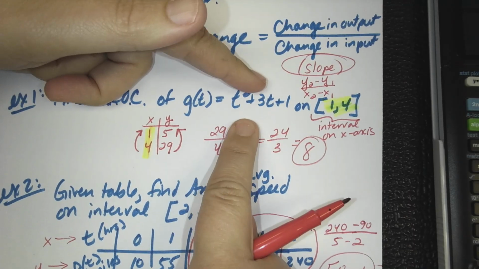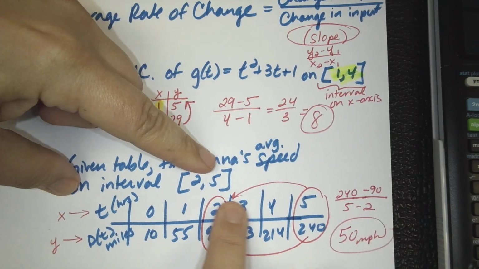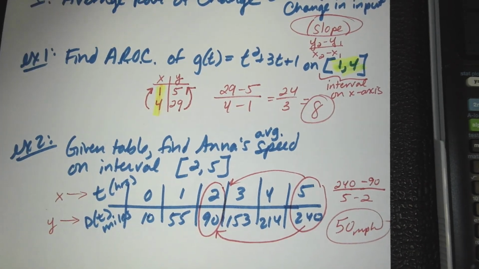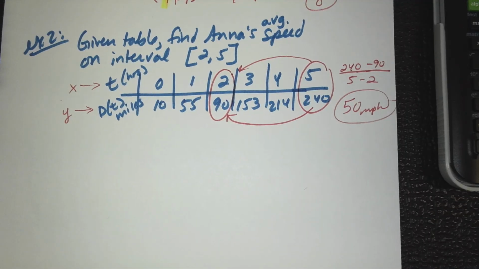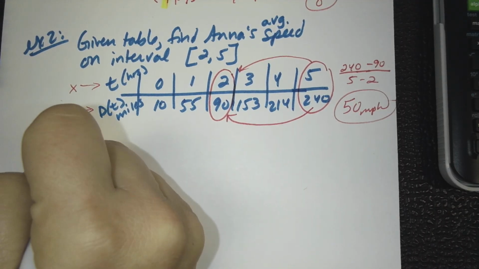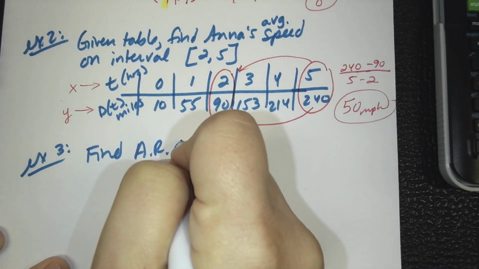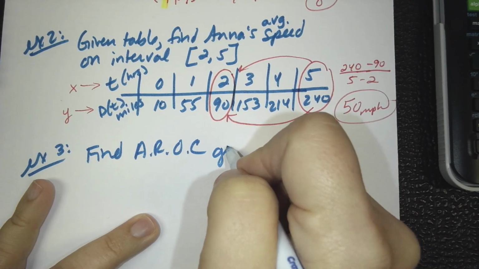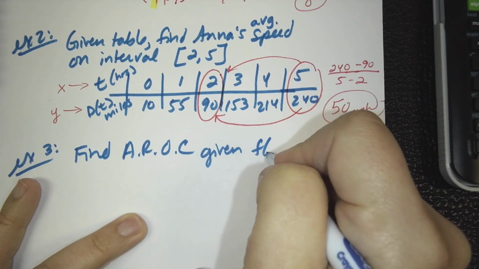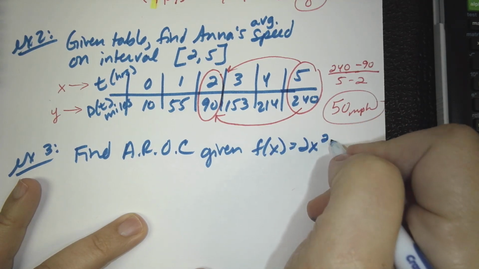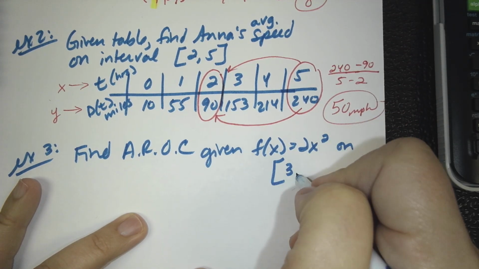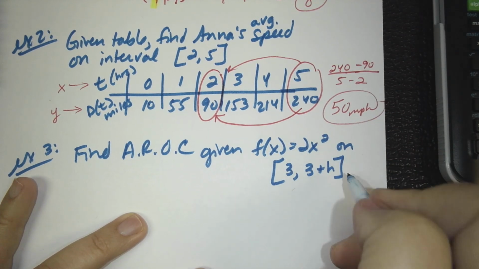Read it from an equation. Read it from a table. Same thing. One more. They give you this one. Find the AROC, average rate of change, given f of x equals 2x squared on the interval 3, 3 plus h.